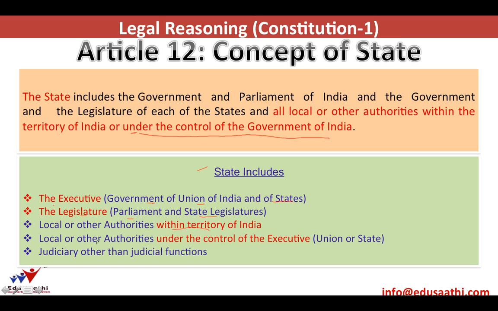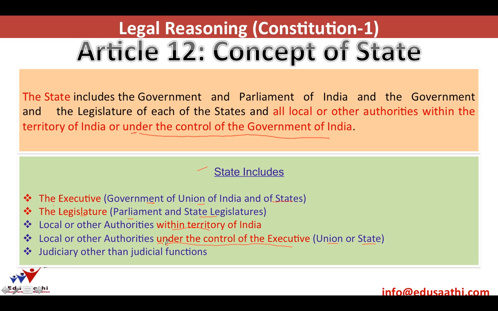Next is local and other authorities under the control of the executive, either union or state. One is authorities which are actually authorities under the state. This is under the control of the executive. There are parameters which have been set as to how much control has to be there, in terms of voting power or in monetary terms, as to what would determine the control of the executive.